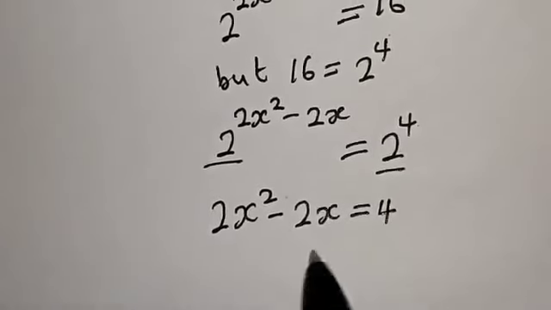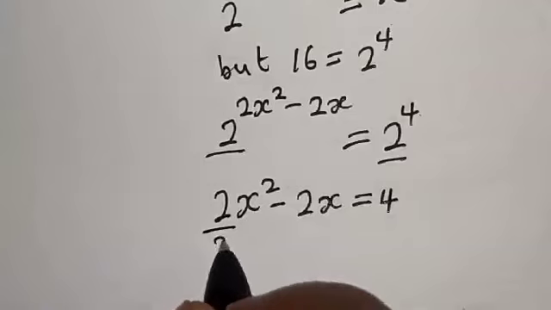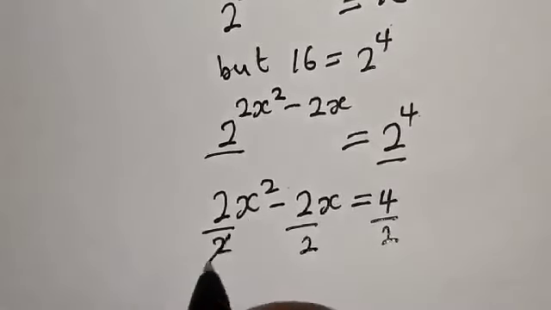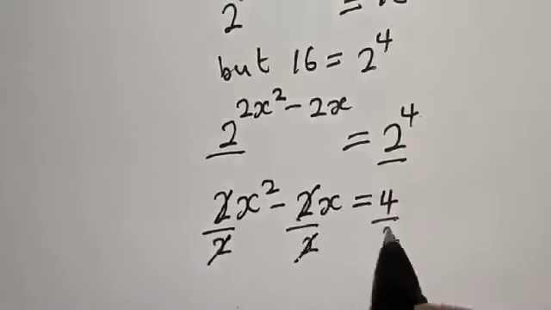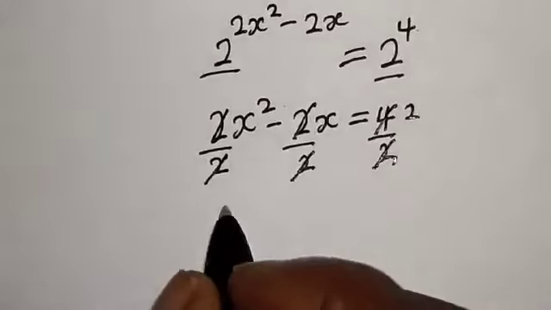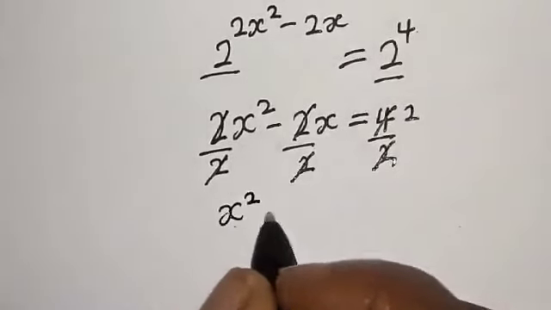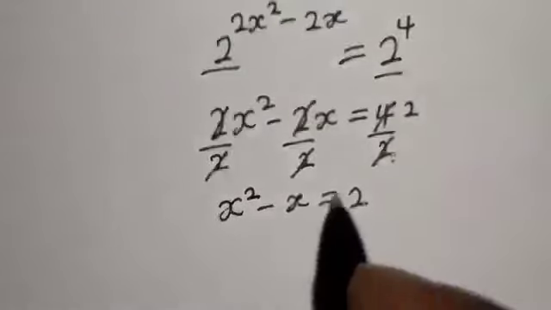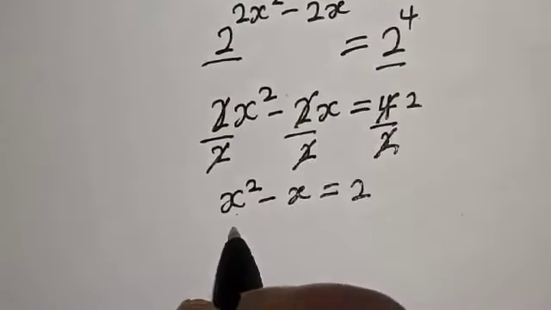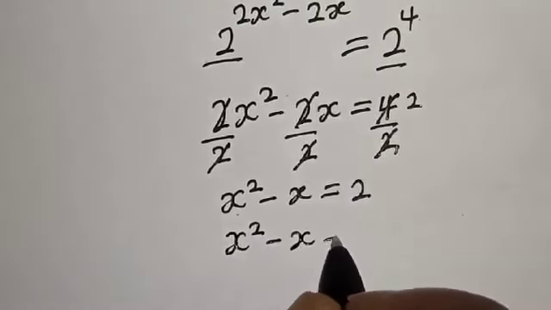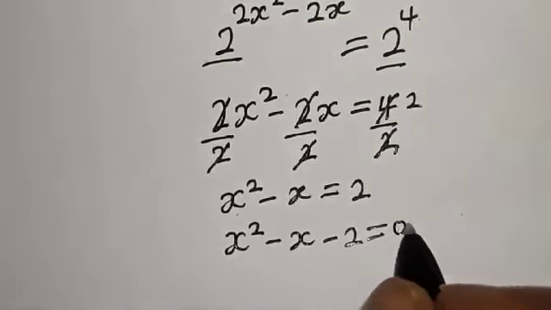And let's divide all through by 2. This one will cancel this one, and 2 here gives 1, 2 here gives 2. We have s squared minus s is equal to 2. Then let's bring this 2 to this side: s squared minus s minus 2 is equal to 0.